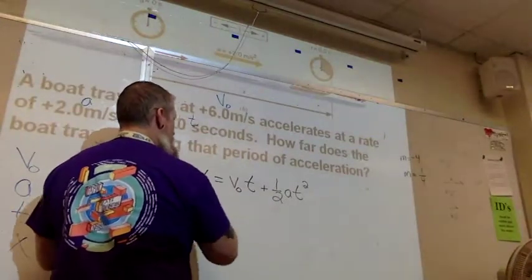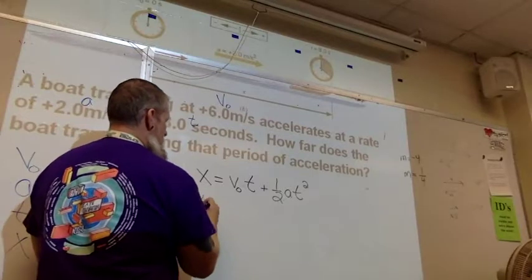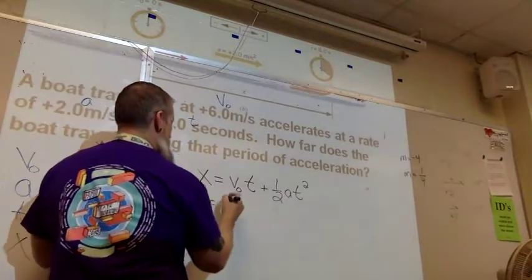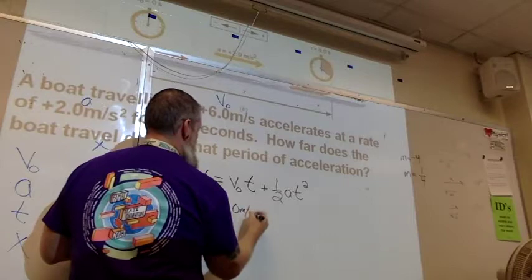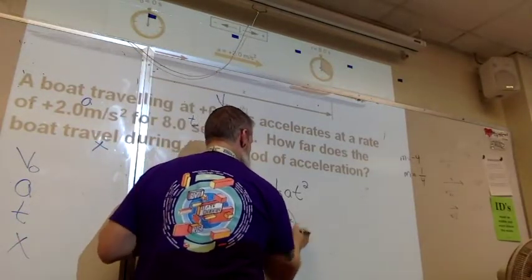All right. So once you write out your variables, you pick your equation, and then it's just a matter of plugging in all the numbers. Make sure you don't screw up order of operations. Okay, so my initial velocity was 6.0 meters per second. Time was 8.0 seconds.